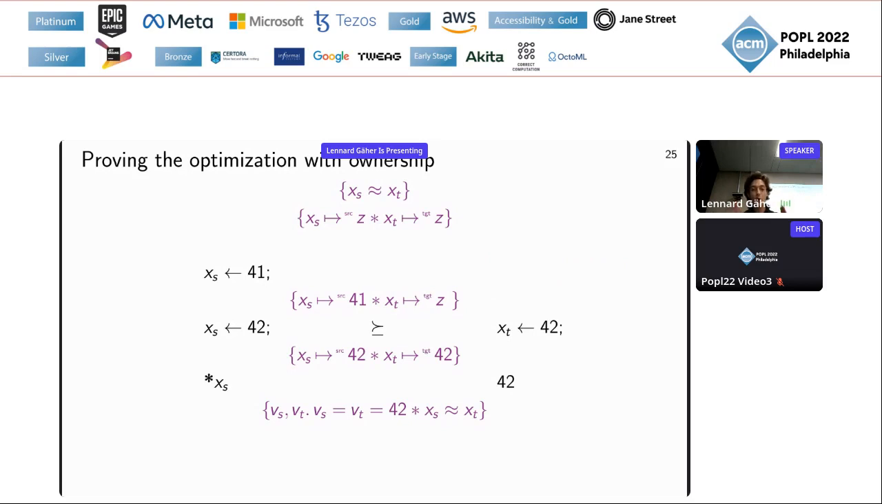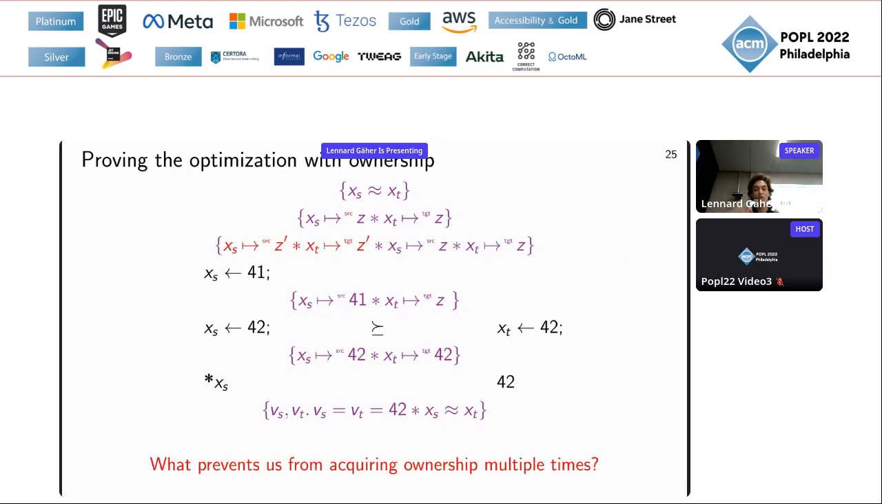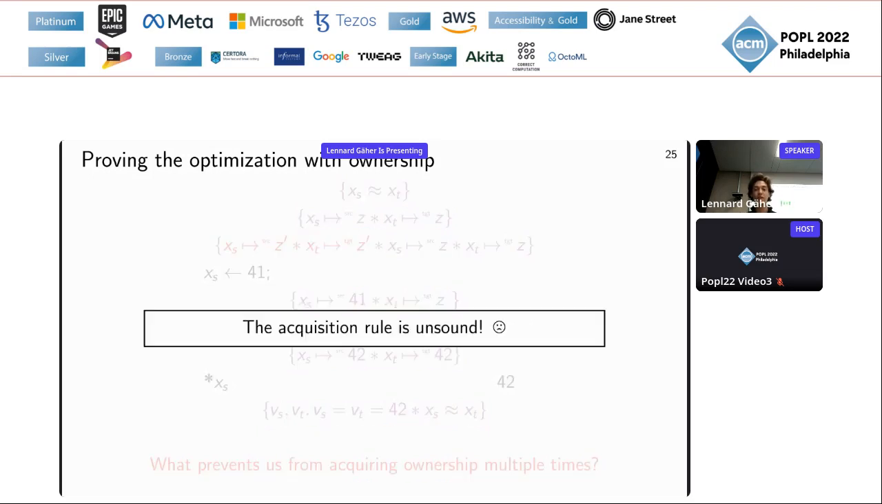But there is something odd here. What prevents us from just applying the rule a second time to gain ownership again? Clearly, that would be unsound, as the points-to connective is supposed to be exclusive. And the rule I just showed to you does not suffice yet to rule this out. Well, to fix this problem, we should somehow track the locations for which the current thread has already obtained ownership.